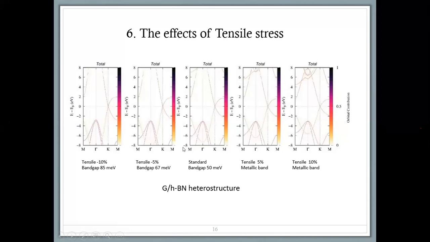However, when we stretch this, the gap is changed. In the case where we apply a strain of -5 or -10, the band gap opens bigger: 67 milli-electron volt for -5%, and for -10%, the band gap opens larger at 85 milli-electron volt. However, when we apply a tensile strain of 5 or 10, there is no gap, and it becomes a metallic band.